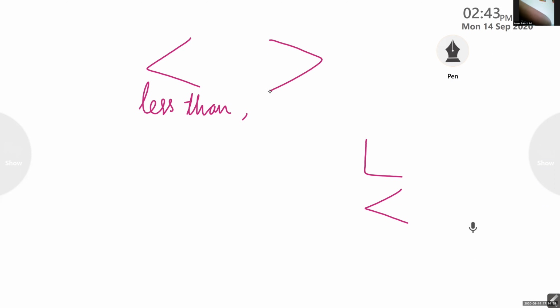Okay then, what is the name of this symbol? Less than. See, this is capital letter A, just lean it. So we get the symbol less than. And we have another symbol. What's the name of this symbol? Greater than. G-R-E-A-T-E-R. Greater.